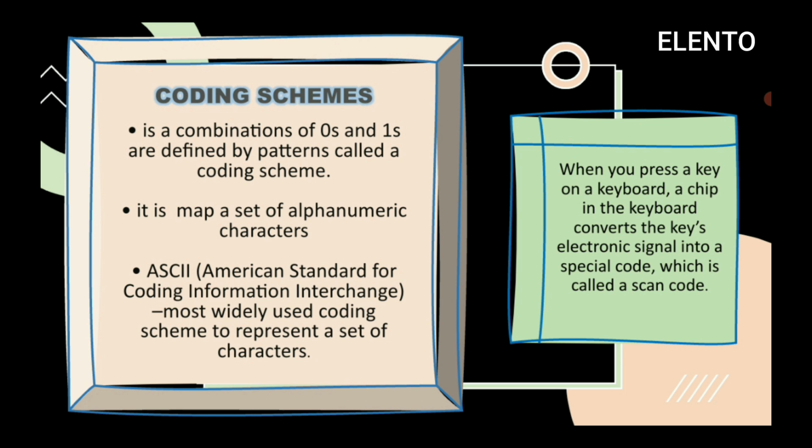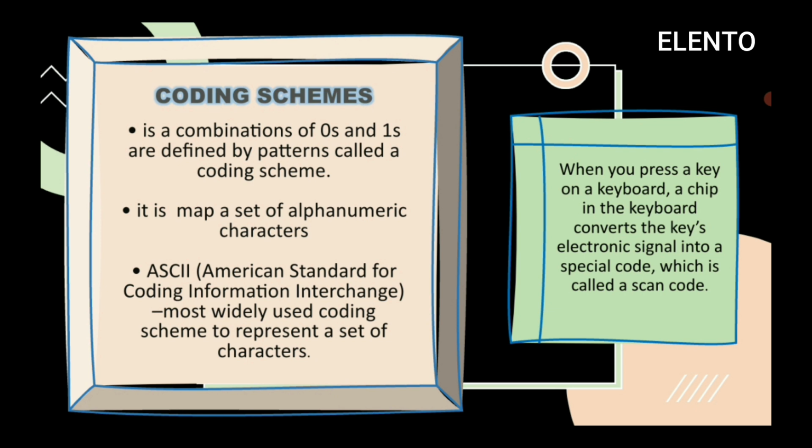ASCII, which stands for American Standard Code for Information Interchange, is the most widely used coding scheme to represent a set of characters. When you press a key on a keyboard, a chip in the keyboard converts the key's electronic signal into a special code, which is called a scan code. It is sent to the electronic circuitry in the computer.